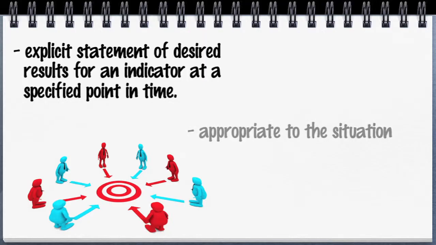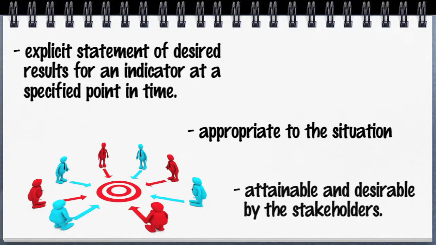A target is an explicit statement of desired results for an indicator at a specified point in time. A target must be appropriate to the situation and should be attainable and desirable by the stakeholders. Moreover, objectively verifiable performance targets or indicators enable project supporters and opponents to agree on what the evidence implies.